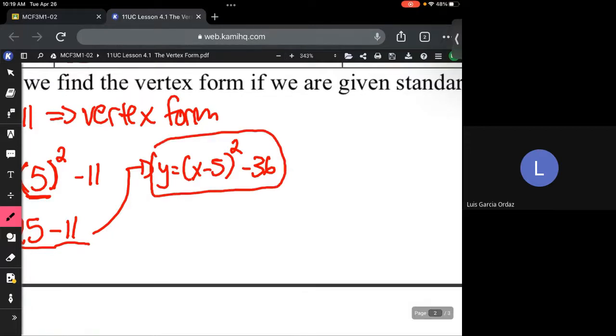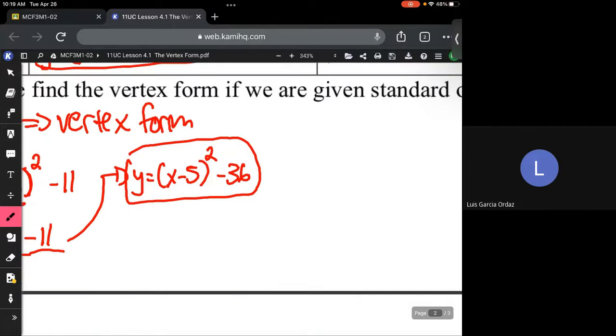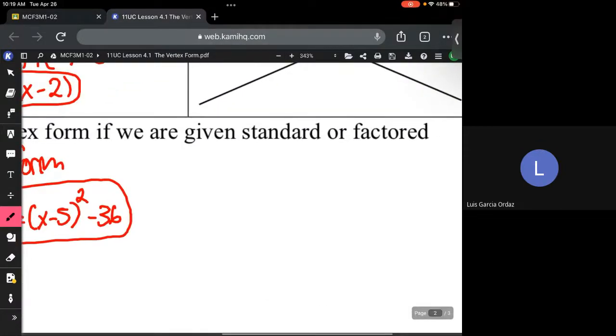Okay. I'll give you a different example. It works with everything.